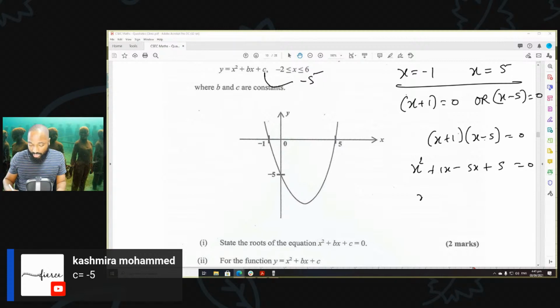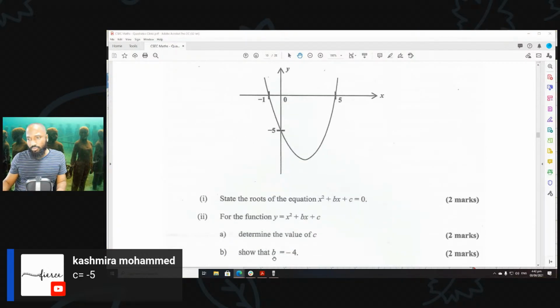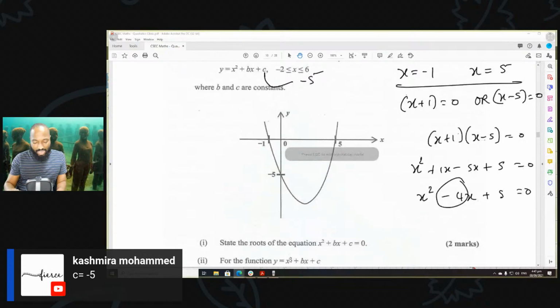It's quick. x squared minus 4x minus 5 is equal to 0. So b, they ask you to show that b is -4. That's what they ask you. So b is -4. That's that. I feel like that's the best way to do it. You bring up the roots. So that was a little different than what we usually do.